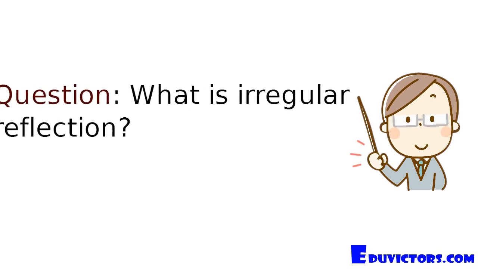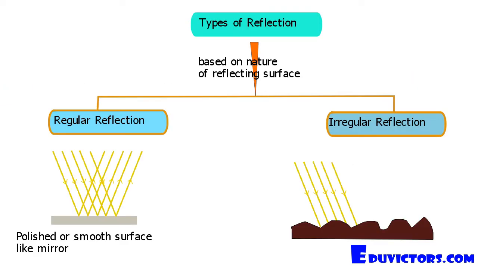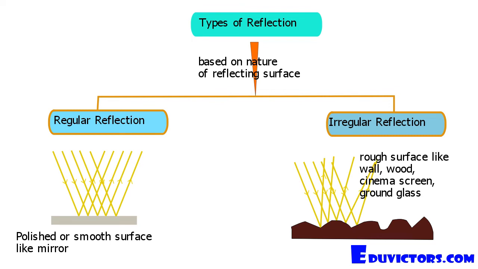What is irregular reflection? If the reflecting surface is irregular, the rays of light that fall on it are scattered in all directions. This is called irregular or diffused reflection. Irregular reflection takes place on rough surfaces, for example wall, wood, paper, cinema screen, etc., ground glass.